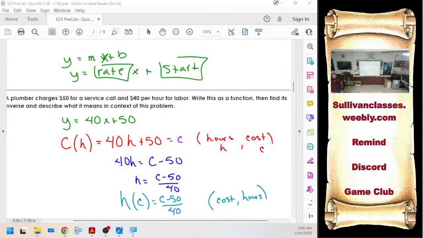That's my inverse. Yeah, I know that we covered that in Algebra 2, but I don't know that we explicitly talked about formulas and swapping variables here.